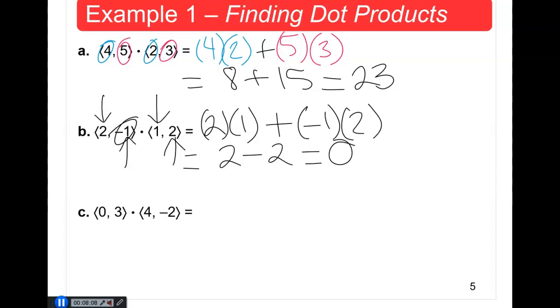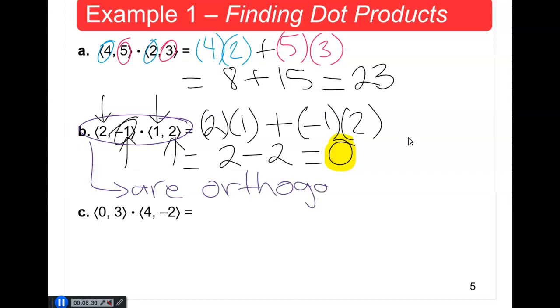And this is actually very important. Remember that word from the beginning, orthogonal vectors. The angle in between them is 90 degrees, but also the dot product is equal to 0. So we could say that these two vectors are orthogonal. And we're going to go back to that definition in the next slides.